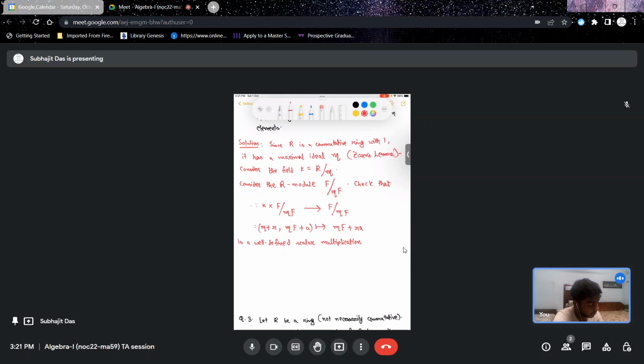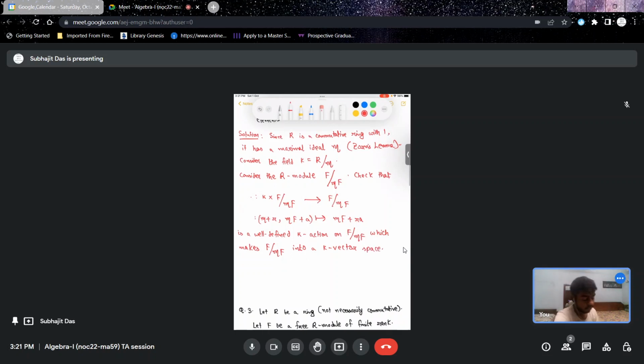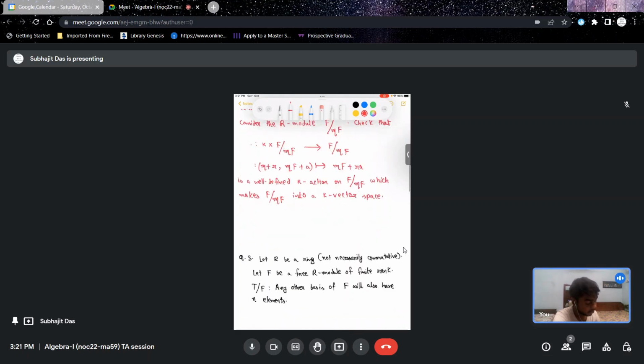Okay, scalar multiplication or well defined, let's say action, it would be better to use that word, well defined K action on F mod MF, which makes F mod MF into a K vector space. So you can check that very easily. Okay, now we have obtained a K vector space. Okay, so it's time to consider what it does to the basis.